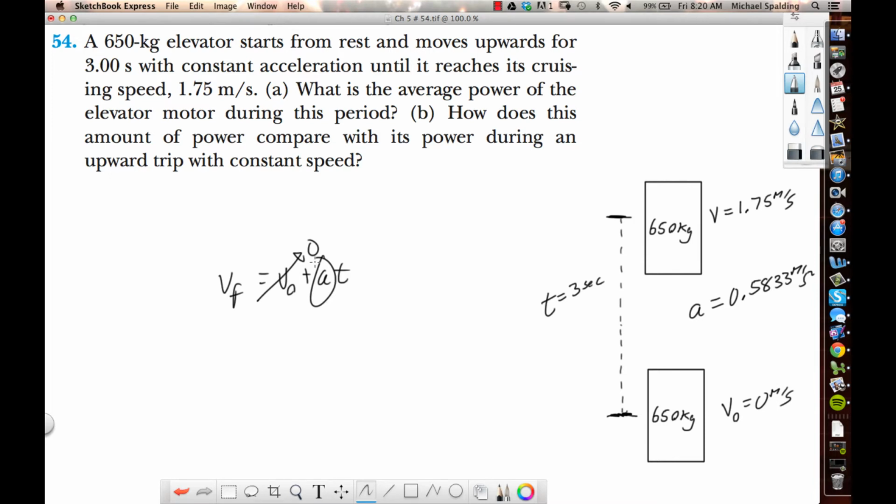The other thing we're going to need is how far the elevator moved. So what is this displacement for this first part? So the first part is the acceleration. Okay, then what's the second part going to be? The elevator keeps going. What's going on up here? What's the acceleration up here?